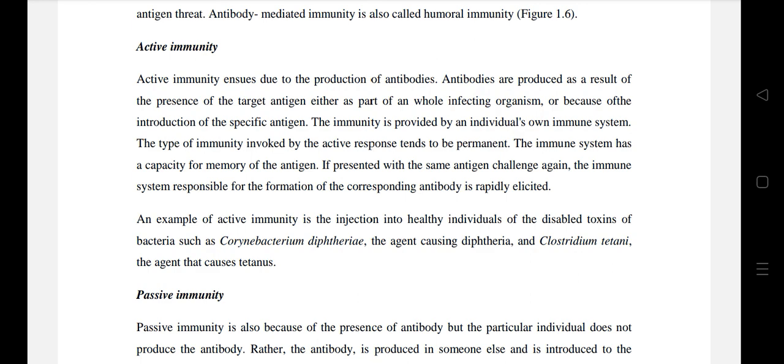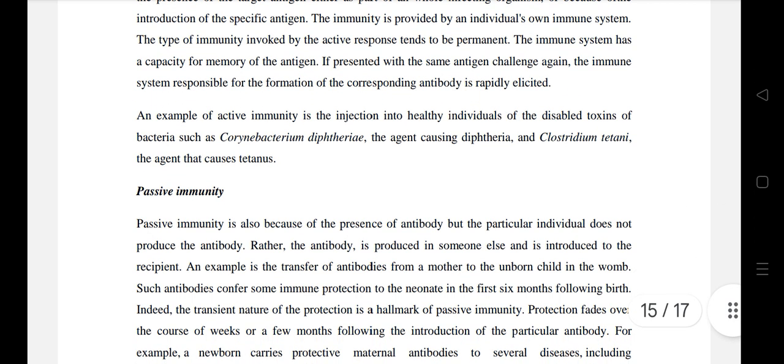If presented with the same antigen challenge again, the immune system responsible for the formation of the corresponding antibody is rapidly elicited. An example of active immunity is the injection into healthy individuals of the disabled toxins of bacteria such as Corynebacterium diphtheriae, the agent causing diphtheria, and Clostridium tetani, the bacteria that causes tetanus.